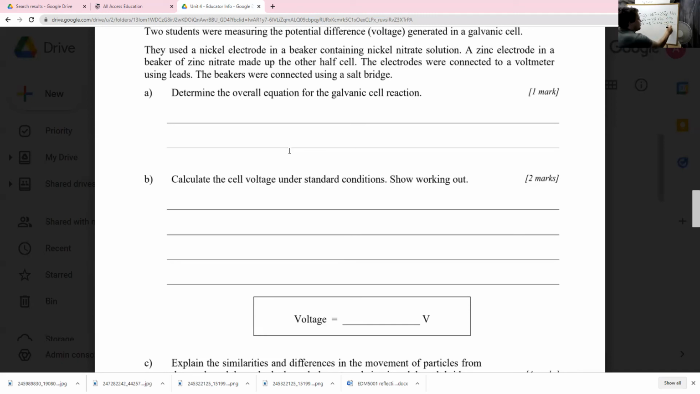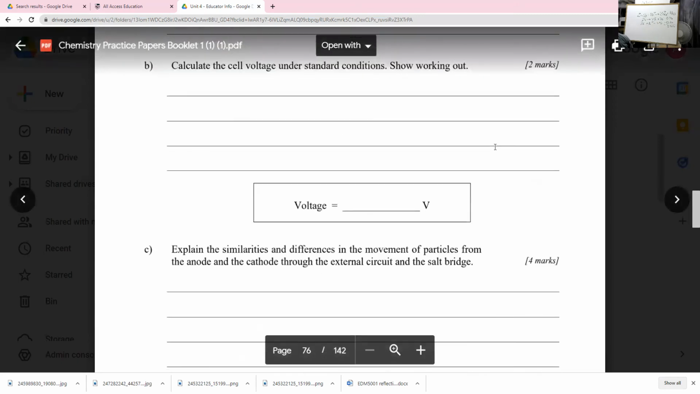So 0.52 volts. Now, to get the full 2 marks for this question, you would need to state oxidation, reduction, swap the largest one from negative to positive, and then take away the smaller number. So you'd end up with 0.52 volts.